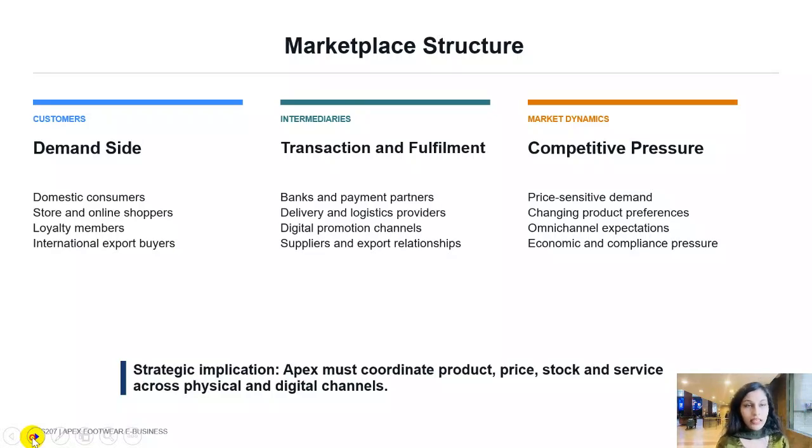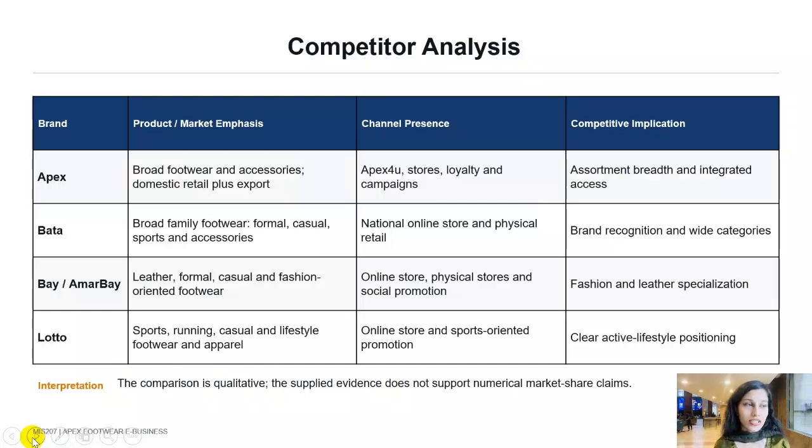Moving to the next slide, we can see the essential part, competitor analysis. Apex strengths include its product variety, retail network, Apex for You platform, loyalty program, and export experience. Bata is strong in competition, Bay in leather and fashion, while Lotto focuses strongly on sports and activewear. So Apex competes mainly through product breadth, local knowledge, and physical-digital integration.